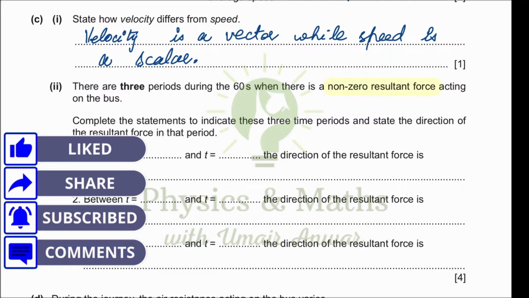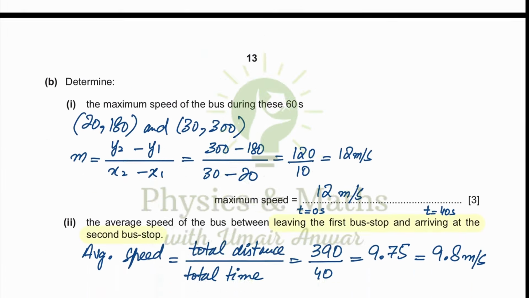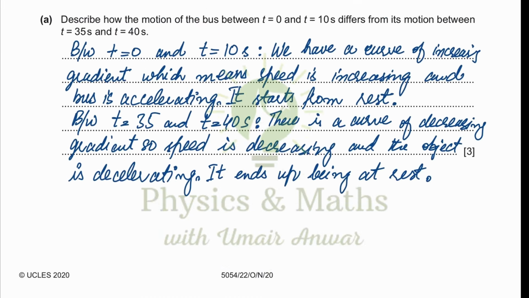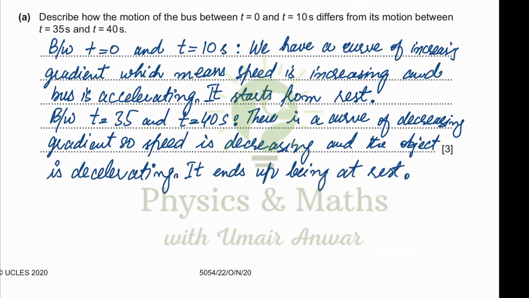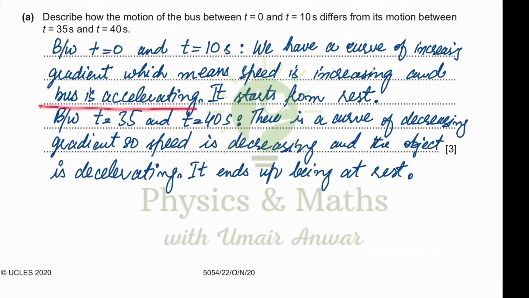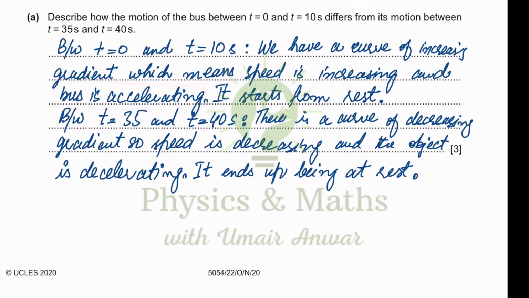So the first period was, we saw that from t is equal to 0 to 10 seconds, there was an increasing gradient, which means the bus was accelerating. So when the acceleration is happening, it means there is non-zero resulting force. Secondly, from t is equal to 35 to 40 seconds, we saw that speed was decreasing, so the object was decelerating. It means there was a non-zero resulting force which was stopping the bus or decreasing its speed.